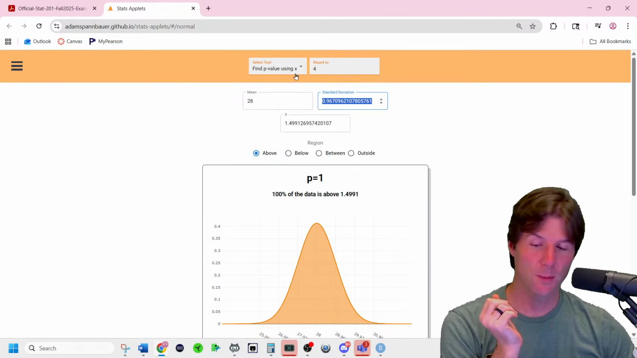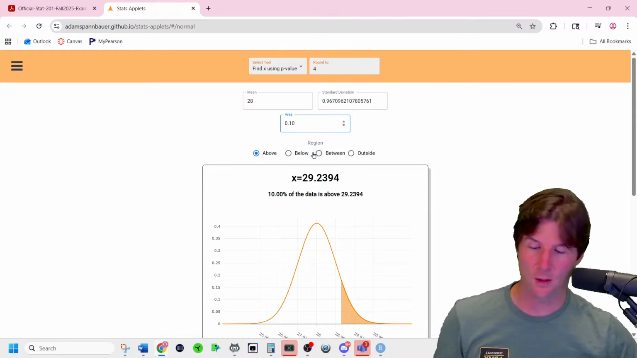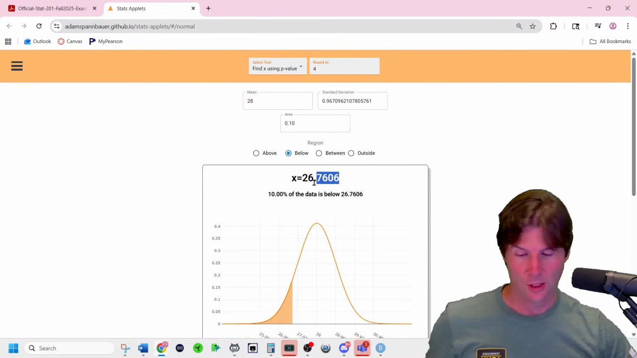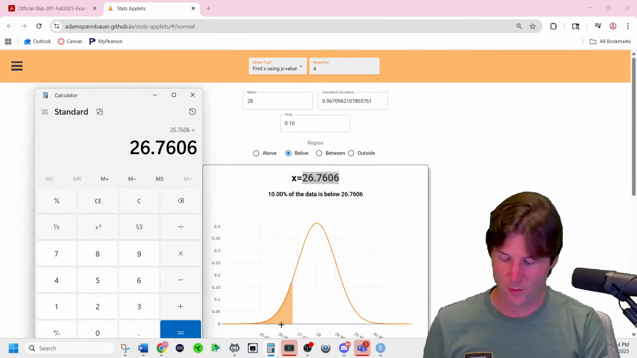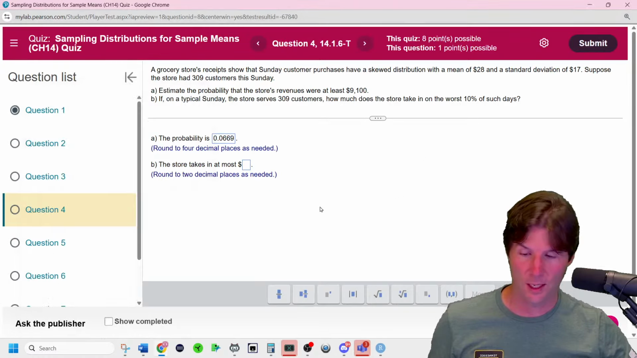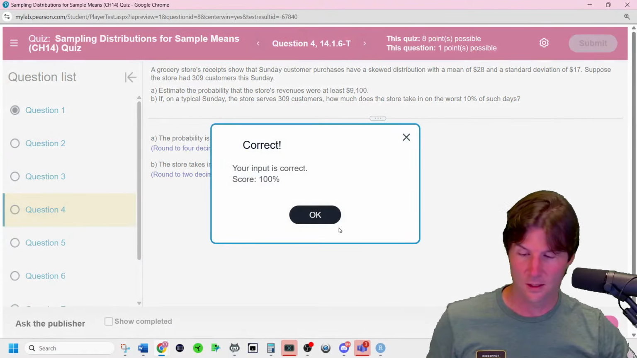Now to find the worst 10% of weekends, we're going to go find x using p, and we're going to enter in 10% and go down here to the bottom of the curve. Now that's what they make on average. So now we take this that was on average, and it's multiplied by 309 customers. So I multiplied whatever this was on average by, I believe, the 309. And so with that, there it is to 2 decimal places. That should do it. There we go.